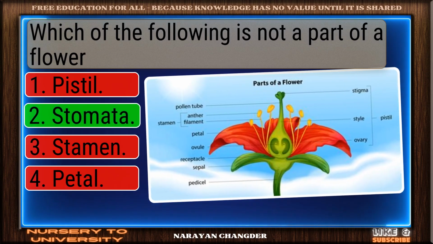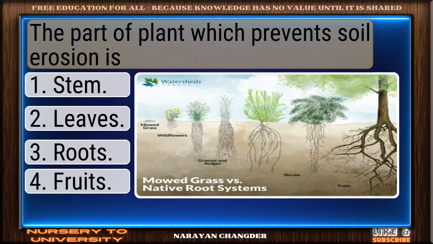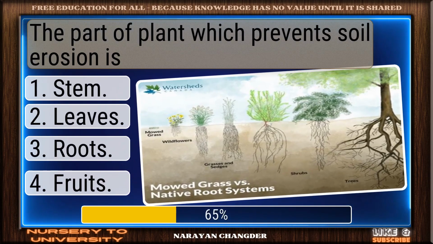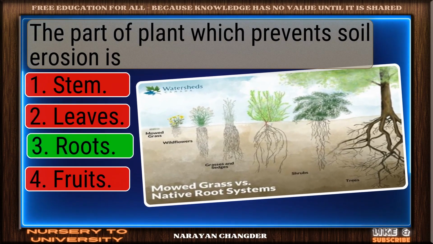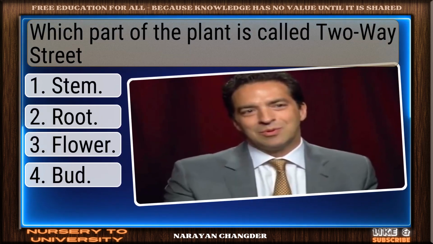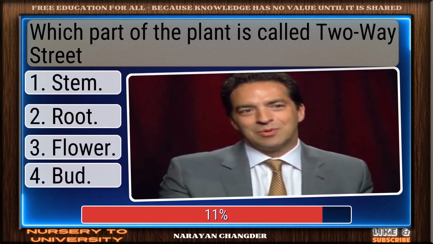Sharp thinking. Stomata is the right choice. The part of plant which prevents soil erosion is. Good job. Your answer roots works well here. Which part of the plant is called two-way street?